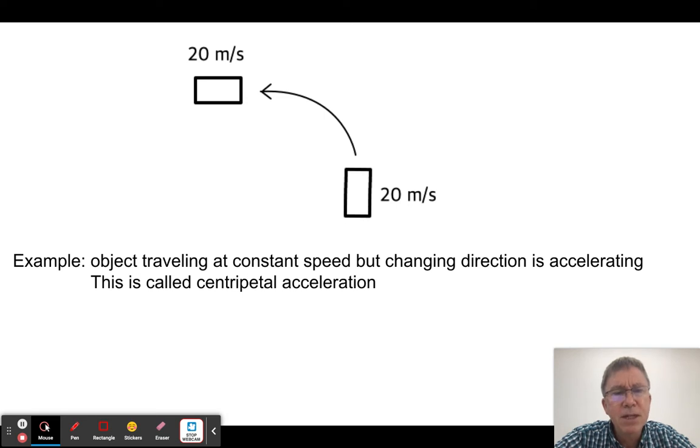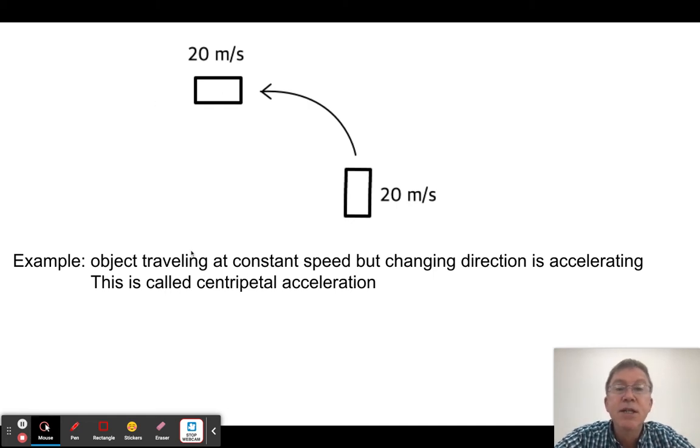What about a situation like this? In this case, the car was going 20, and then a few seconds later, it's still going 20. And again, it never changed speed. The speedometer said 20 the whole time, but it did change direction. Well, keep in mind that velocity is a vector. So here I had 20 meters per second, let's say north, and then a few seconds later, I was 20 meters per second west. Well, if I change direction, I have accelerated.